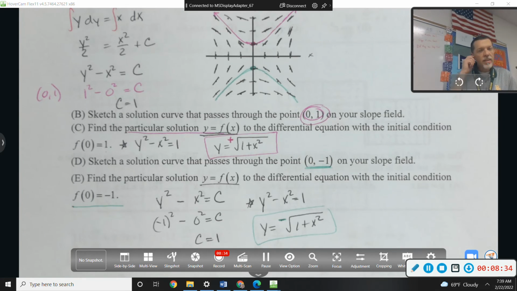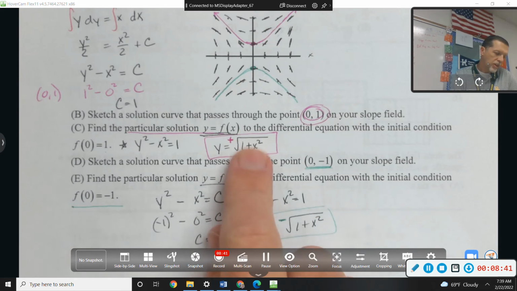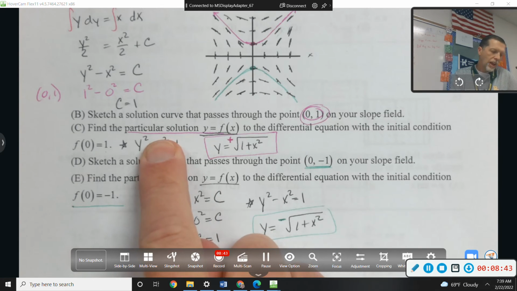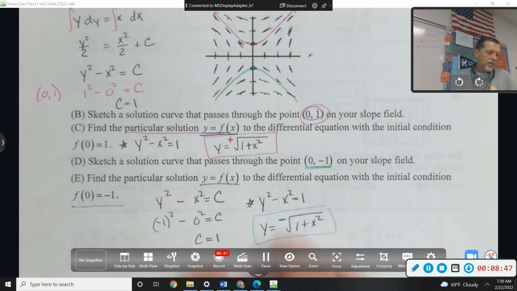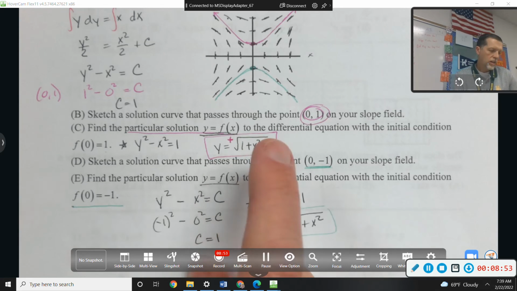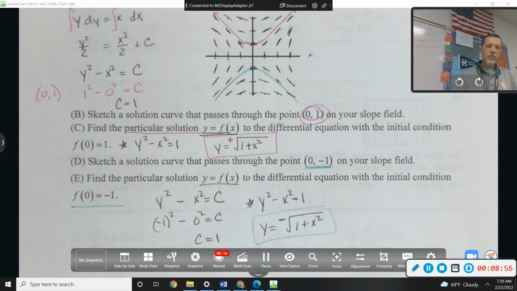So 18 was a really good problem. It had slope fields, it had sketching a solution, it had finding a particular solution, and even using the point to find C. This last part is what we'll do today. So we're sort of leaving slope fields behind and focusing more on the second part of this problem, solving differential equations.